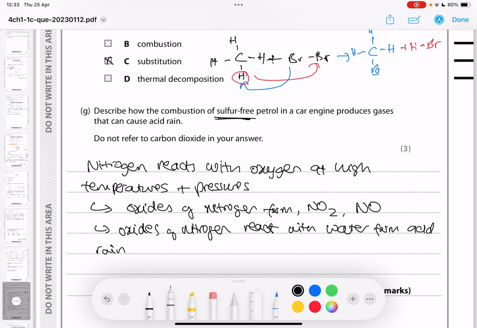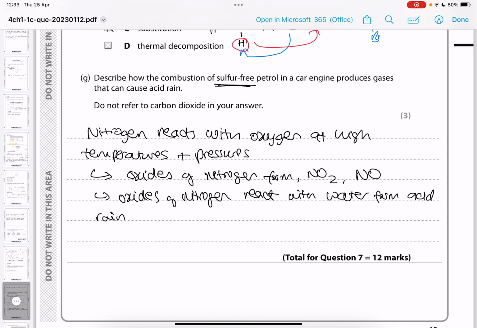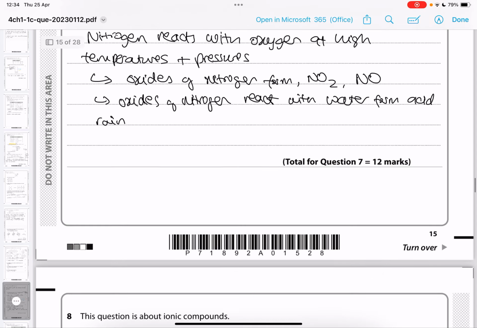And what is acid rain? What happens when nitric oxides react with water? You form nitric acid, which is a component of acid rain. Okay, so make sure you read the question. It says sulfur-free. So for example, if they said sulfur instead, say that sulfur is burning in car engines, it reacts with the oxygen in car engines to form sulfur dioxide or sulfur trioxide, and that will react with water to form sulfuric acid or sulfurous acid, which is also a component of acid rain. But you have to be careful because there's no sulfur in this petrol. So it's only going to be nitrogen that's reacting.